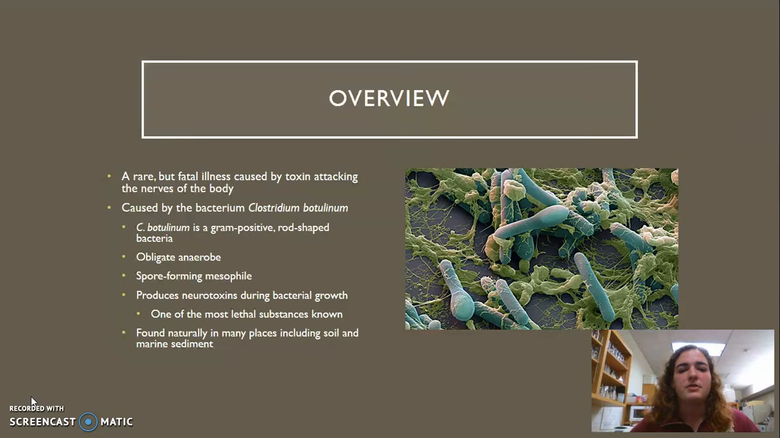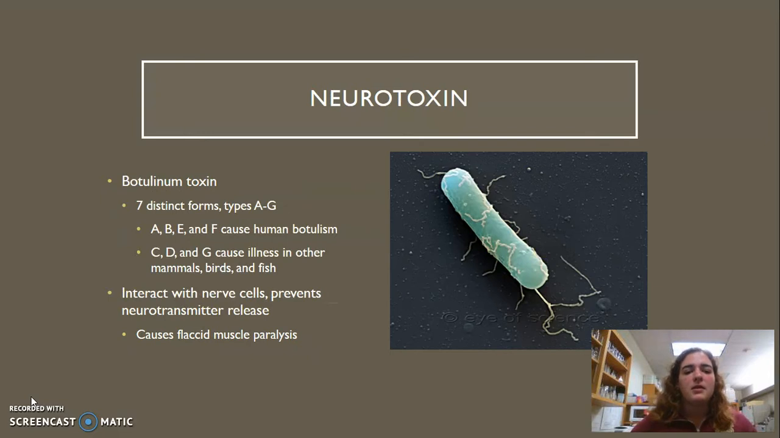C. botulinum is found naturally in many environments, including soil and marine sediment. So the botulinum toxin is a neurotoxin, and it has 7 distinct forms, types A through G. Only 4 of these can cause human botulism, and those are A, B, E, and F. So the way that this toxin works is it interacts with nerve cells, particularly motor nerves, and prevents neurotransmitter from being released, and it causes flaccid muscle paralysis.